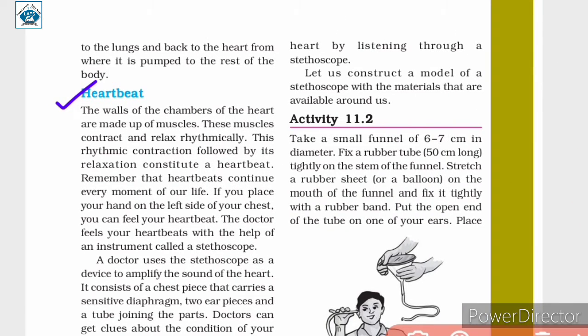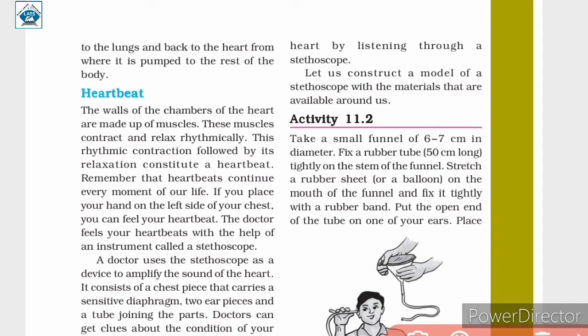So the muscles of the heart relax and contract continuously as it pumps blood in the arteries. This rhythmic contraction and relaxation of the heart is called a heartbeat. So here we have the definition of heartbeat. The rhythmic contraction followed by its relaxation constitutes a heartbeat.